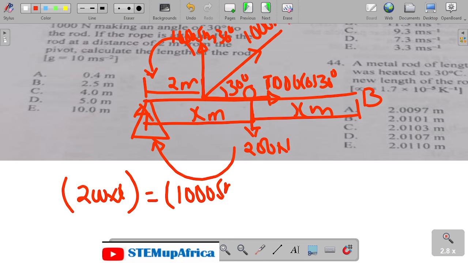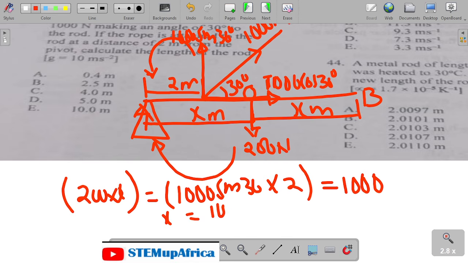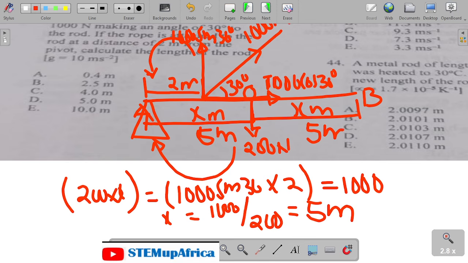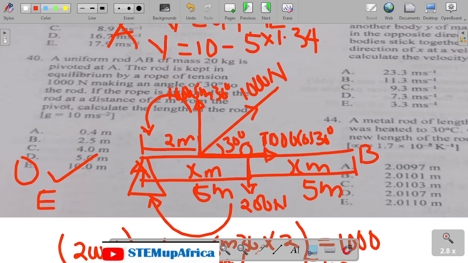1000 sine 30 times 2 will also give us 1000. So my S is simply 1000 divided by 200. That will give us 5 meter. So here is 5 meter, here is also 5 meter. So what is now the length of the rod? It is 10 meter. This is an interesting question. Number 40, very interesting, is E.